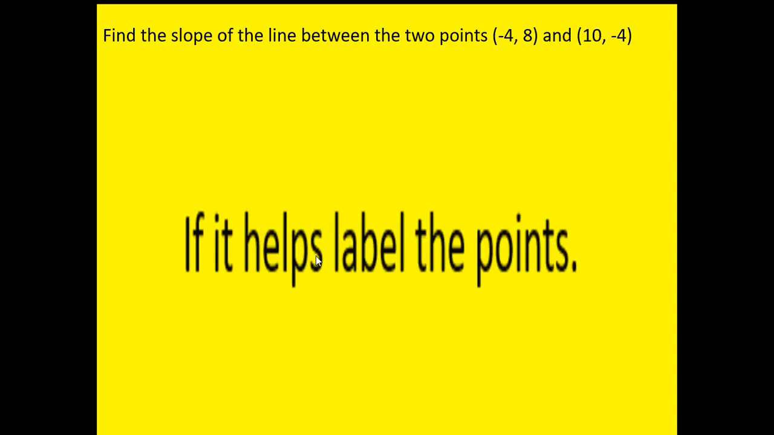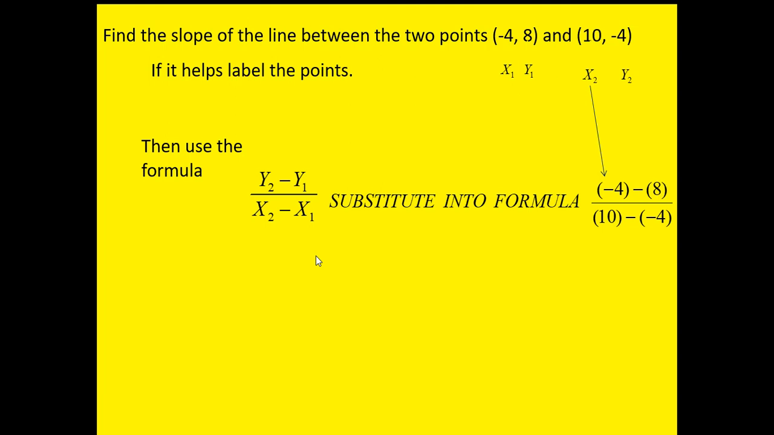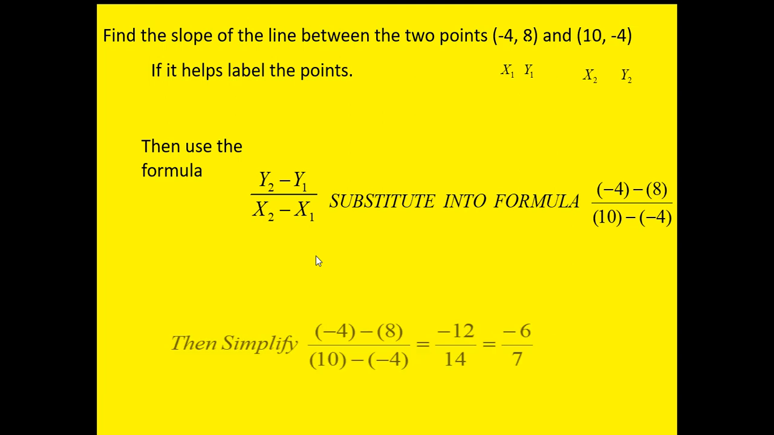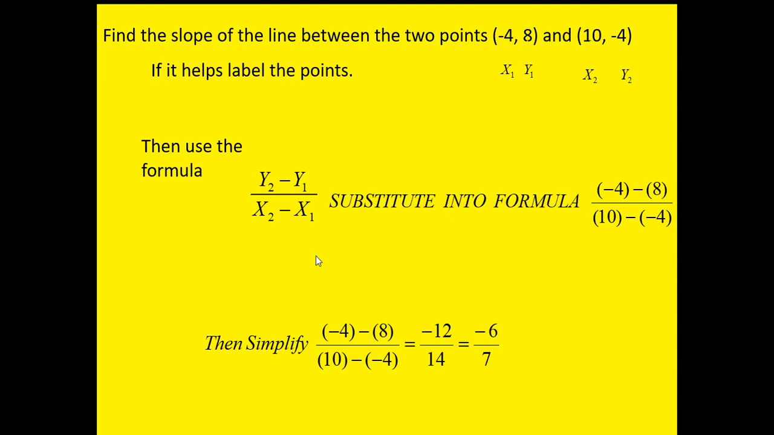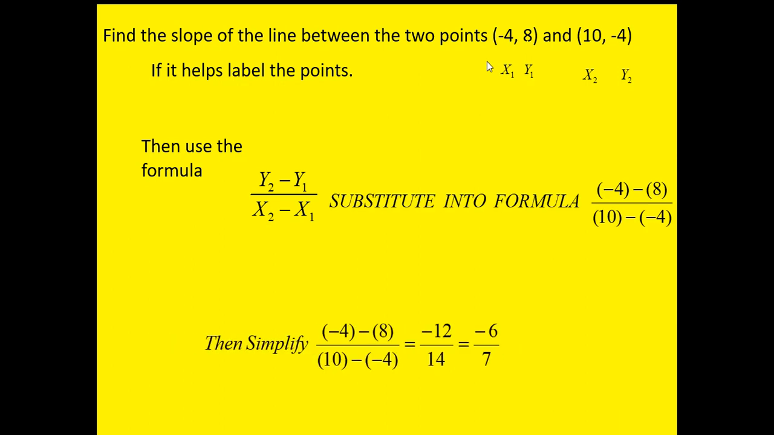It's easy. I just write the formula. y2 minus y1 over x2 minus x1. So I have -4 minus 8 over 10 minus -4, which is 10 plus 4. So I will have -12 over 14, and this is the slope. It's -6 over 7.